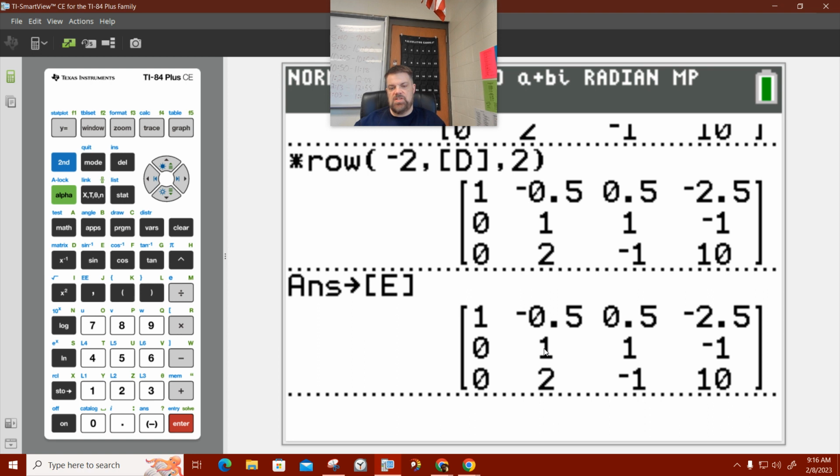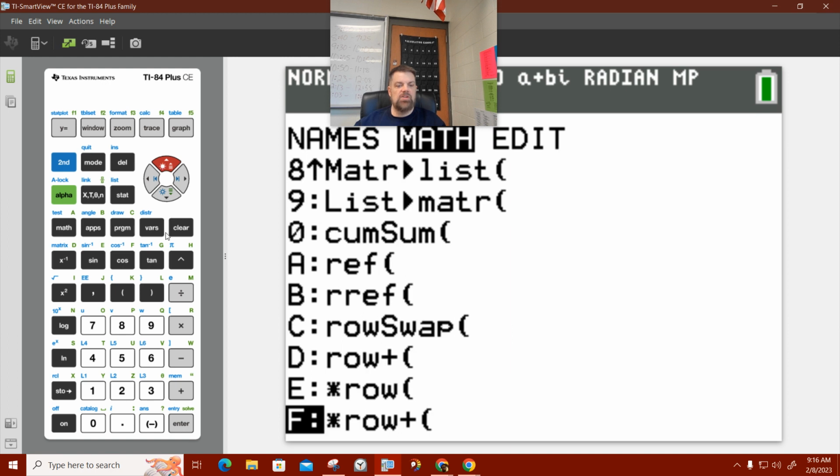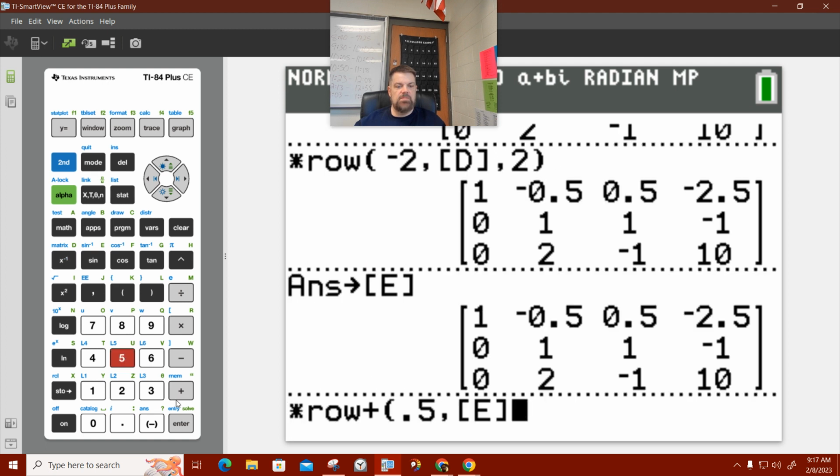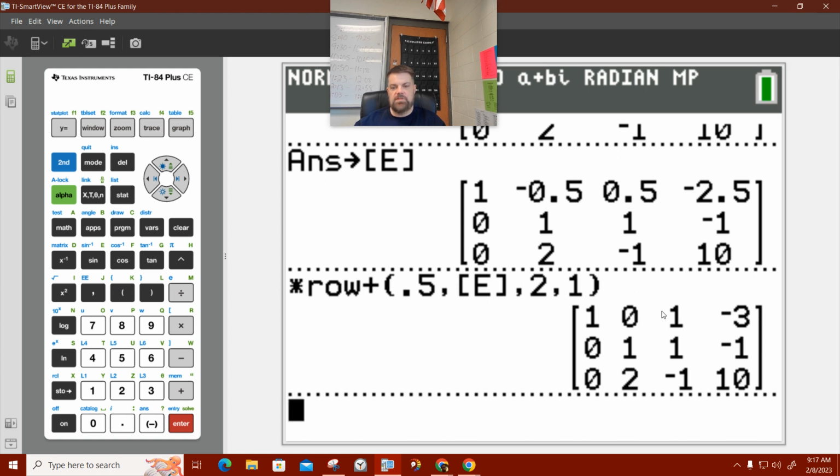Then I'm going to take this and multiply it by a positive 0.5 and add it to the first row. So I hit second matrix, math, multiply, and add. I'm going to multiply the second row by positive 0.5. And that's matrix E now, which is the fifth one, comma, second row, and then add it to the first row. Boom. Now I've got my 0 here.